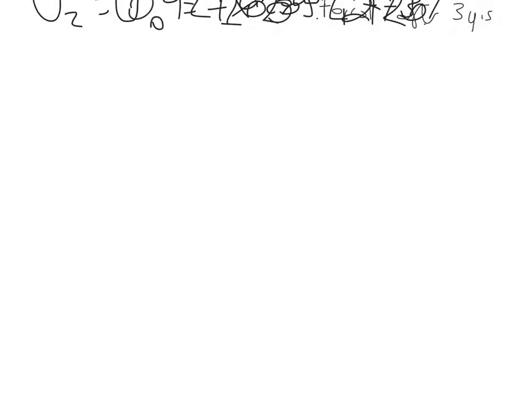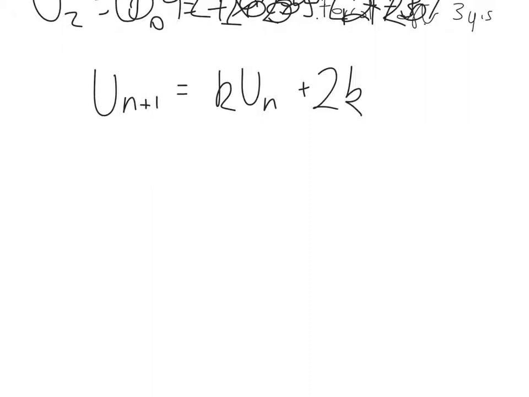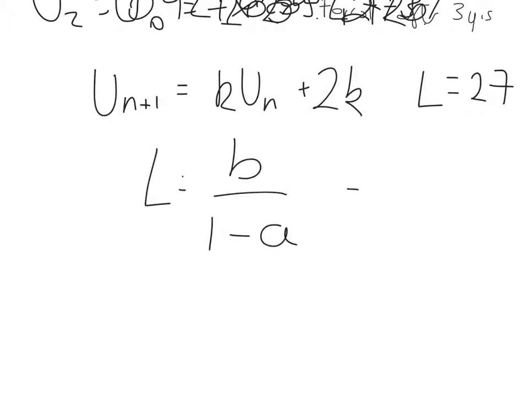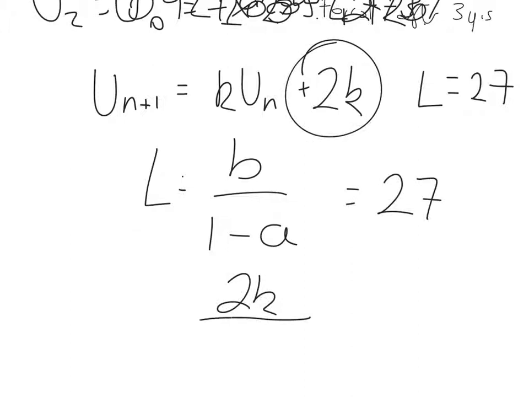Okay, the next one we're going to look at is a sequence defined by the recurrence relation u_(n+1) equals k·u_n plus 2k, and the first term is u0. Given that the limit is equal to 27, find the value of k. So L equals b over 1 minus a, where L equals 27. So there's b, 2k over 1 minus k is equal to 27.